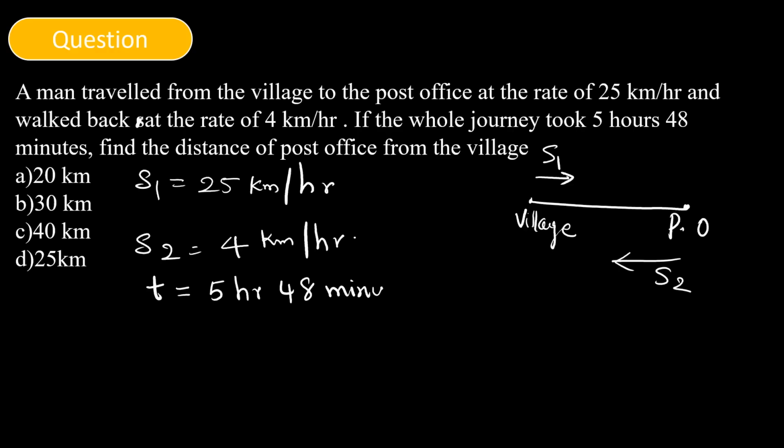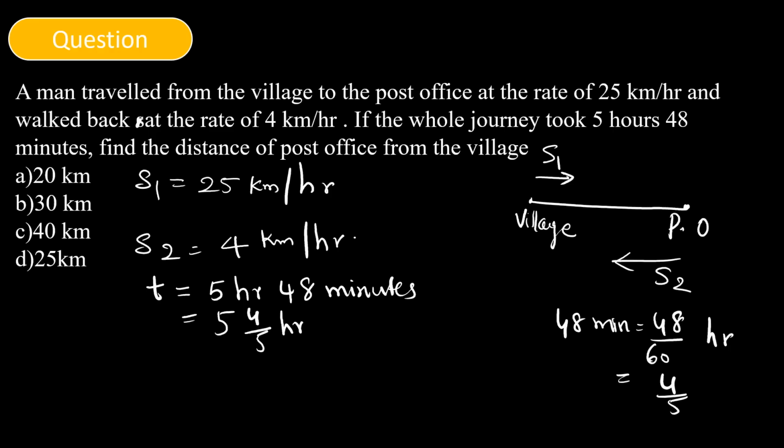So we'll convert this minute into hours, that is 5 and 48 minutes is 48 by 60 hours, that is 4 by 5 hours. This is 29 by 5 hours. So this is the time taken, and the two speeds are given. The first speed while going was S1, second speed was S2.